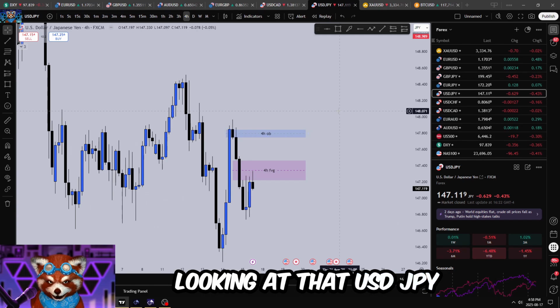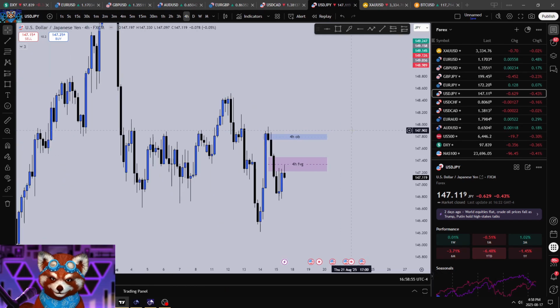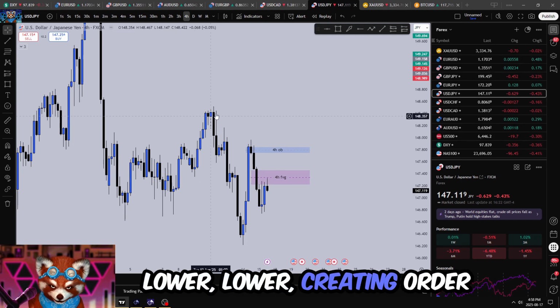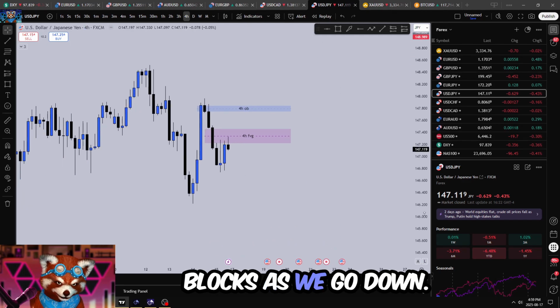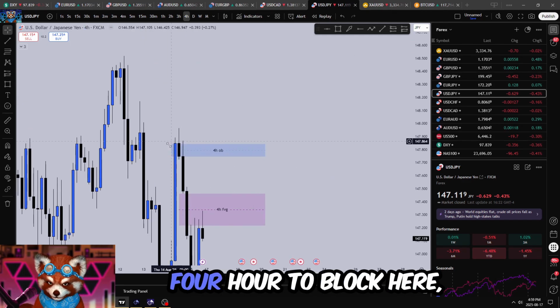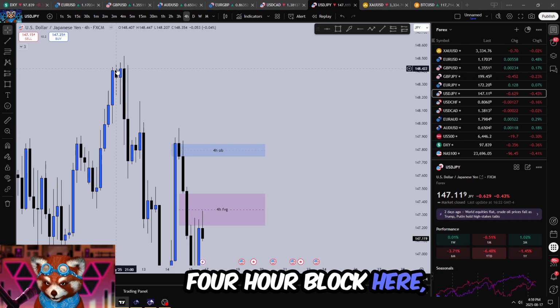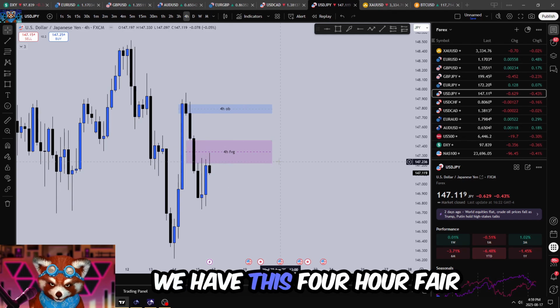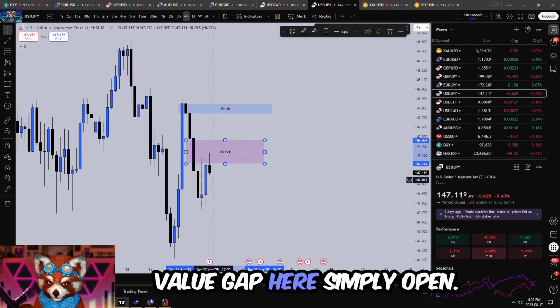USD JPY, very clean price action. We have just been seeing it going lower, lower, lower, creating order blocks as we go down. 4-hour order block here, 4-hour order block here, 4-hour order block here. And now what do I want to see? We have this 4-hour fair value gap here.